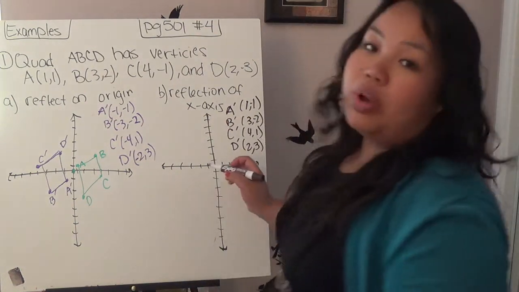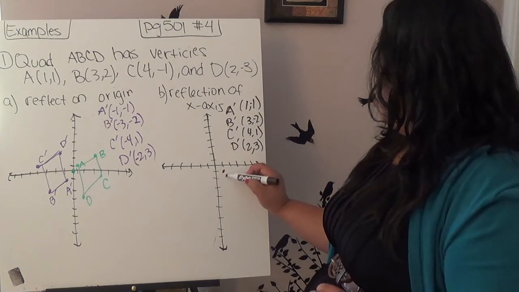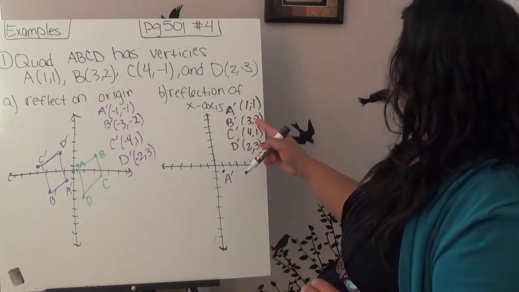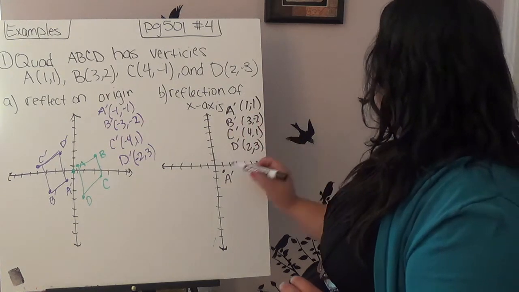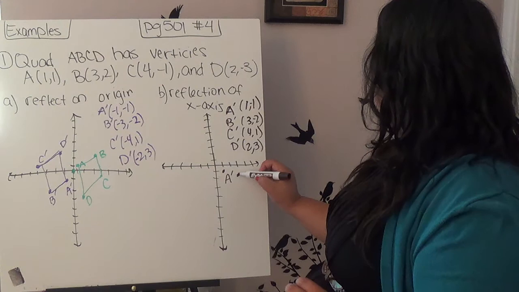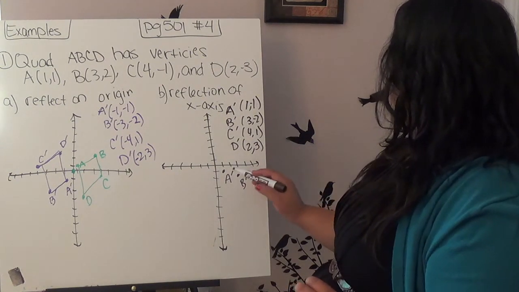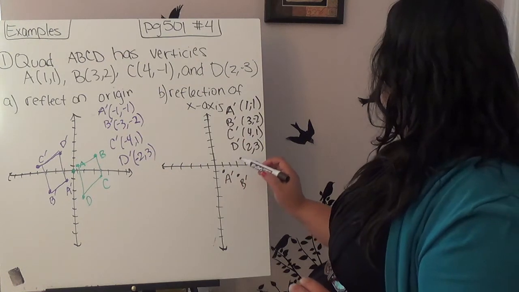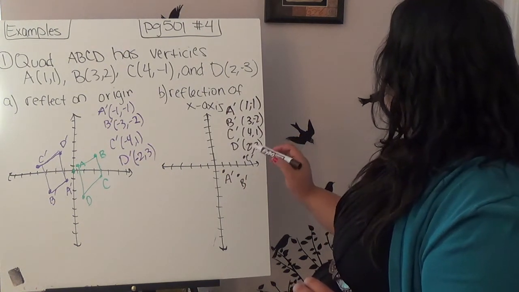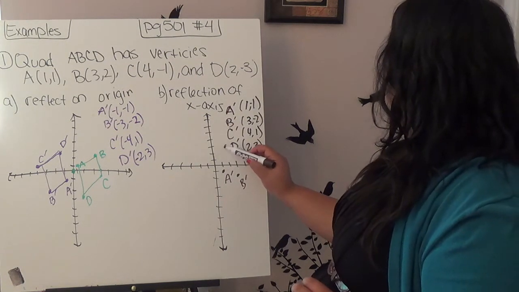So I end up with 1, -1. This is A prime. Okay. B prime is 3, 1, 2, 3, -2 is B prime. C prime is 1, 2, 3, 4 up 1. D prime is 2 up 3.